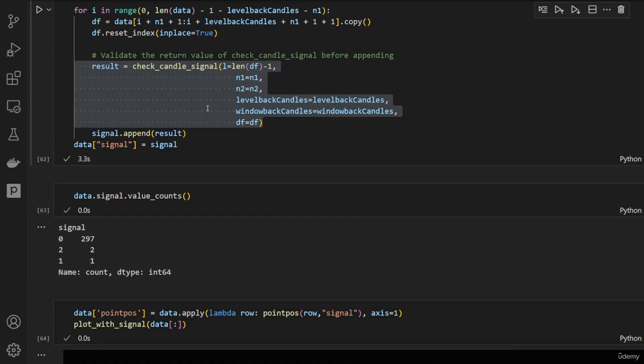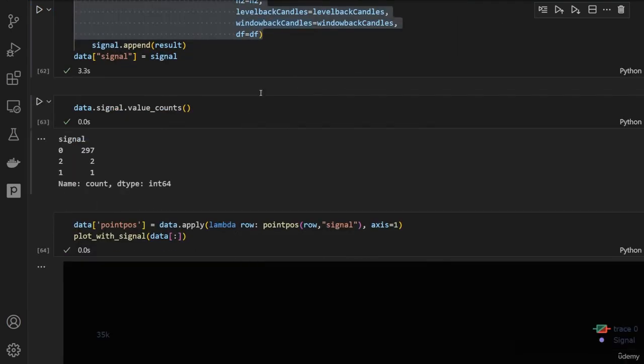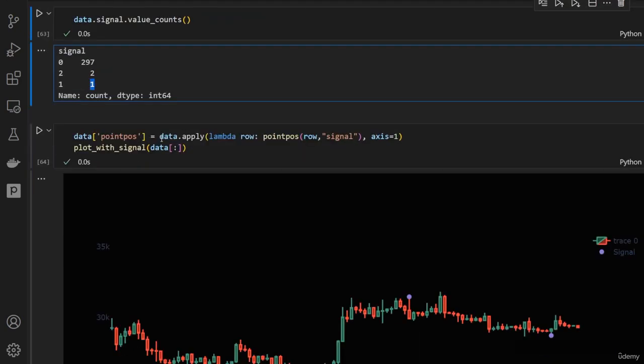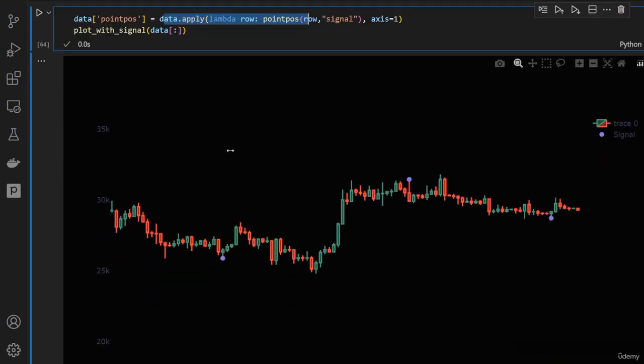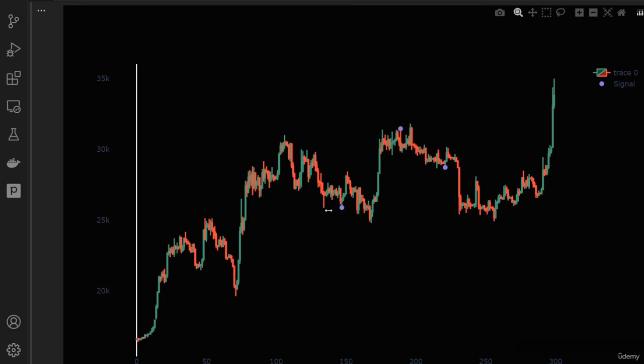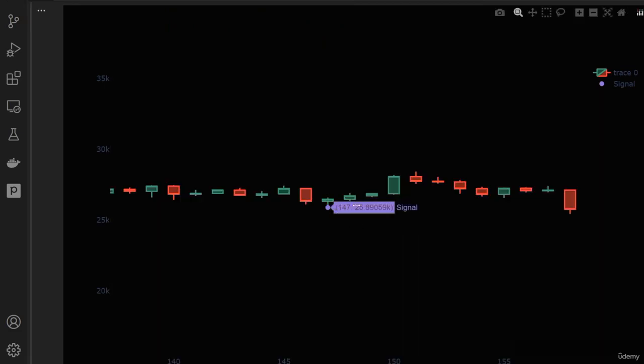So running it on the 300 candles sample that we've just downloaded, we got 297 candles where we had no signal, 2 candles with a bullish signal, and 1 candle with a bearish signal. Let's check it out. We're using these functions to plot the signals. I'm going to run this again. And we can see this is a bullish signal. It's a very nice one. So we have an uptrend afterwards.